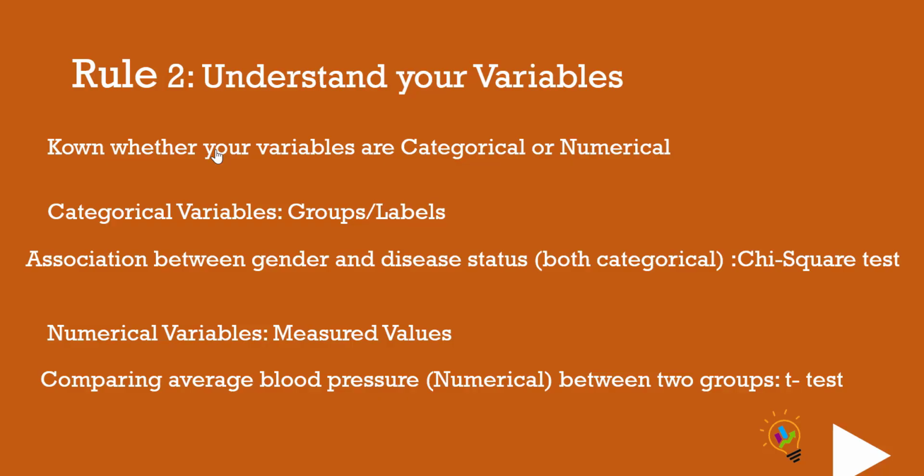You can observe, basing on the measurement type of the variables, we are using different tests. If both are categorical, we are using chi-square test. If you want to compare the numerical variable between two groups, then we are using t-test. This is the second rule.